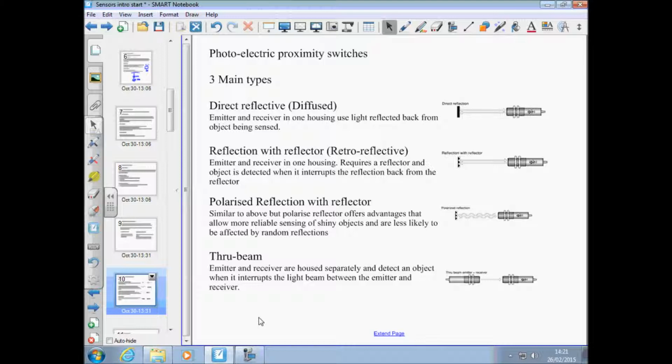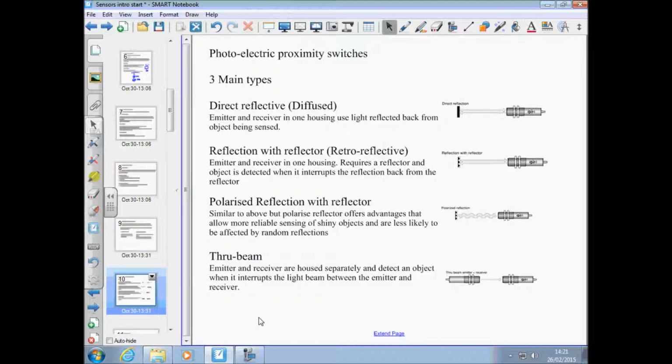Polarized reflection with a reflector is similar to the above, but the polarized reflector offers an advantage that allows more reliable sensing of shiny objects, and they're less likely to be upset by random reflections from other places. So it's just one that's designed to use in more tricky situations where you could get some interference with that sensor.